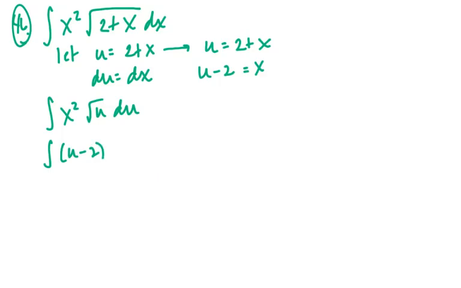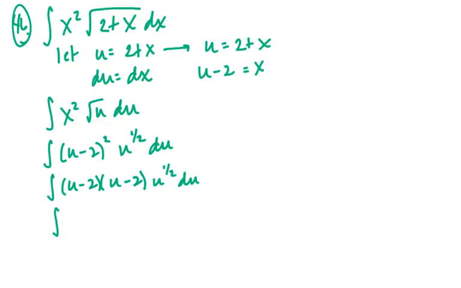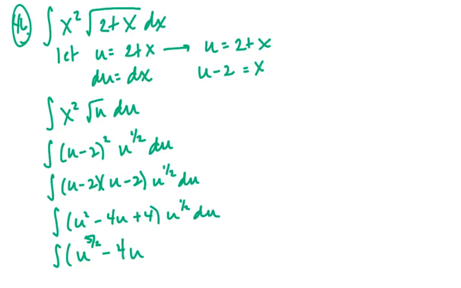So I have u minus 2 quantity squared, u to the 1/2 du. Now u minus 2 squared, write it twice and do FOIL. u minus 2, u minus 2, u to the 1/2 du. Alright, so this becomes u squared minus 4u plus 4 times u to the 1/2 du. Remember, there is no product rule, so you need to distribute. That makes u to the 2 plus 1/2 is 5/2. Minus 4u, 1 plus 1/2 is 3/2.